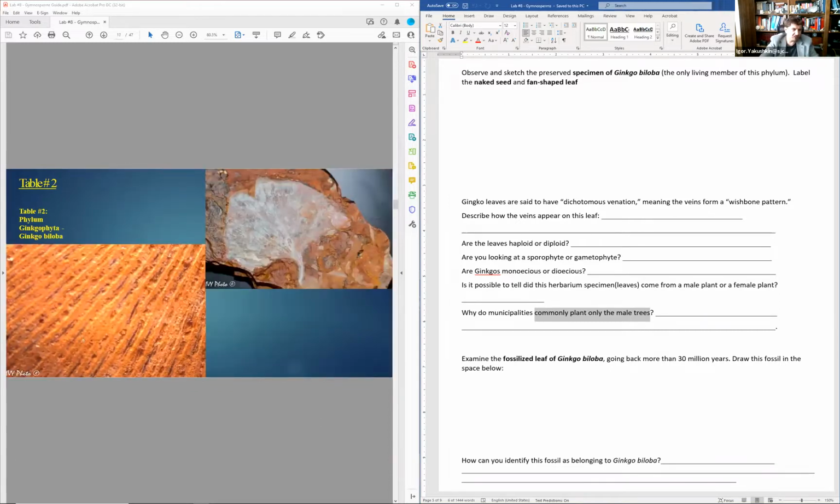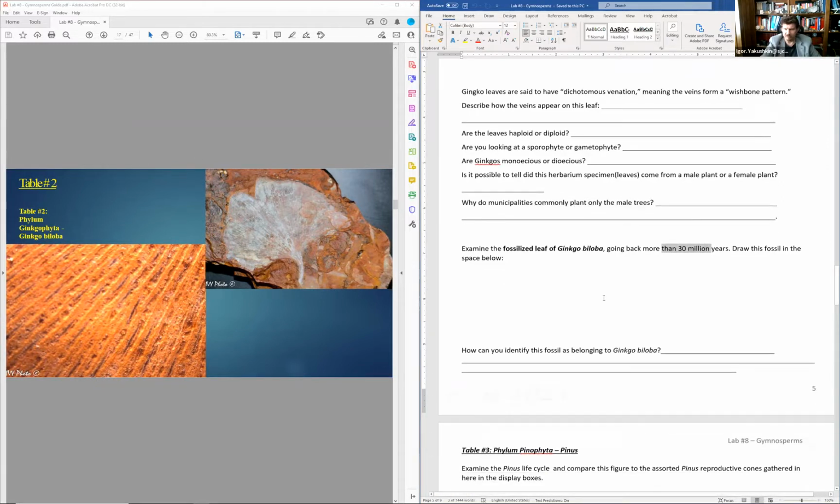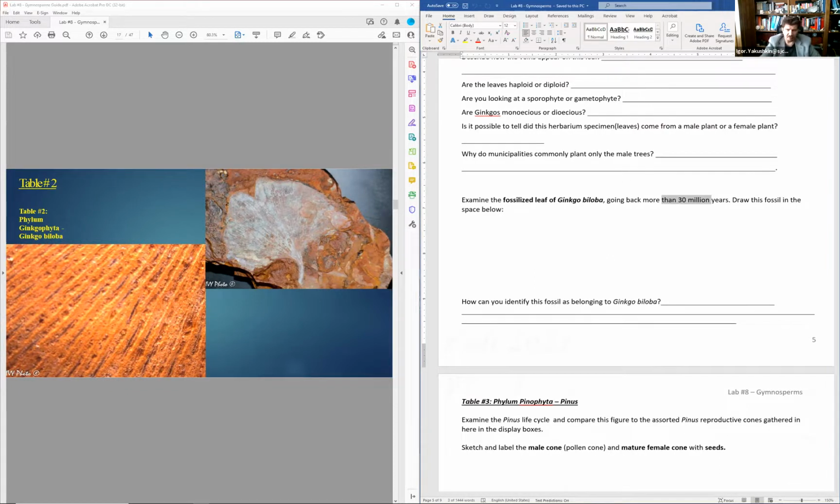So here we're looking at the fanned part of the veins of the leaf, and this is the fossilized leaf, and you can clearly see the outlines of the ginkgo. That particular rock is about 150 or so million years old. So you can see that the ginkgos are very old and still survived, so it's a living fossil. The other example is more than 30 million years old. That one is about 150. Draw the fossil. You don't really have to draw, you can just print screen it and put it right there.